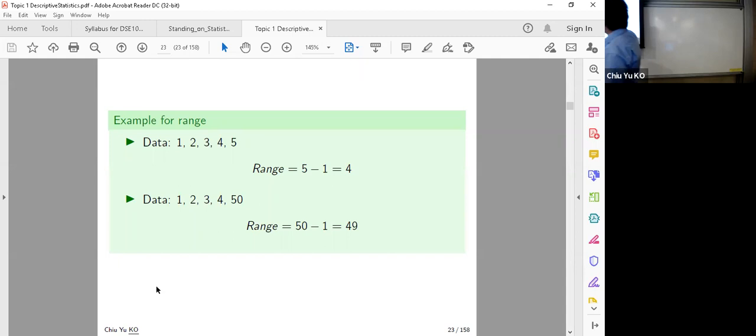But suppose we change from 50 to 500. The range is completely thrown off, right? Especially when you have a lot of data, the range is only affected by the biggest and smallest. That would be very dangerous because the data collection will not be very clean. Maybe the person taking down the numbers may make a mistake and add one more zero, what we call a fat finger. Typing one more zero is very natural. When you do handwritten forms, a lot of mistakes can happen.